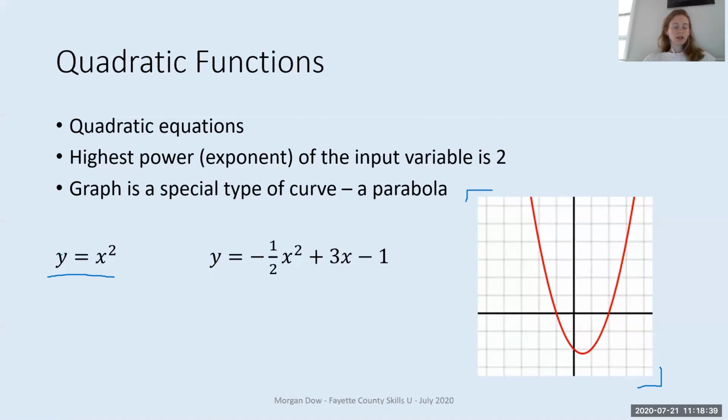This first one says y equals x squared. This is our most basic quadratic function, where the output is just the input to the power of 2, or the input squared. And then I've got another example with a little bit more to it: y equals -1/2 times x squared plus 3 times x minus 1. Again, the highest power or exponent that we see there is 2, and that's what makes this a quadratic function or a quadratic equation. For both of these equations, if we were to graph them, we would get that same parabola curve.